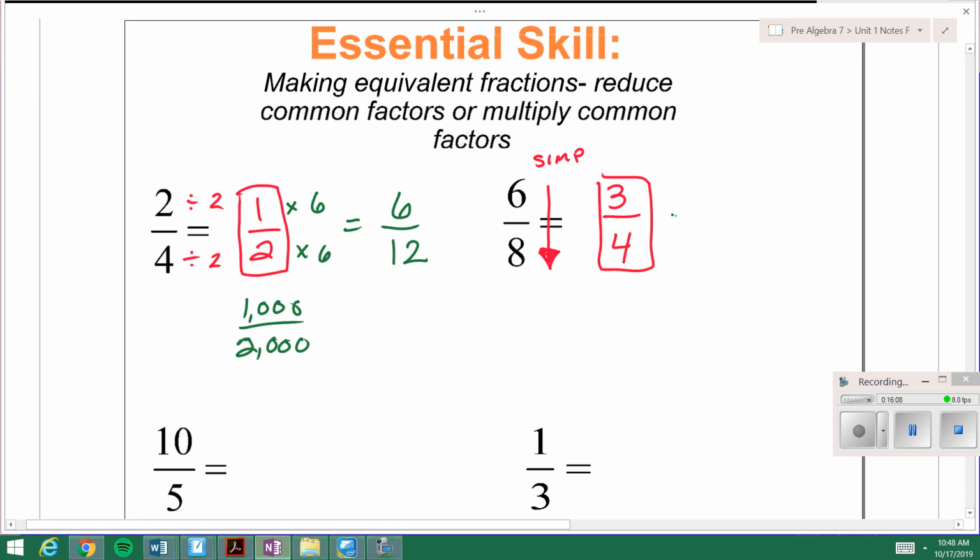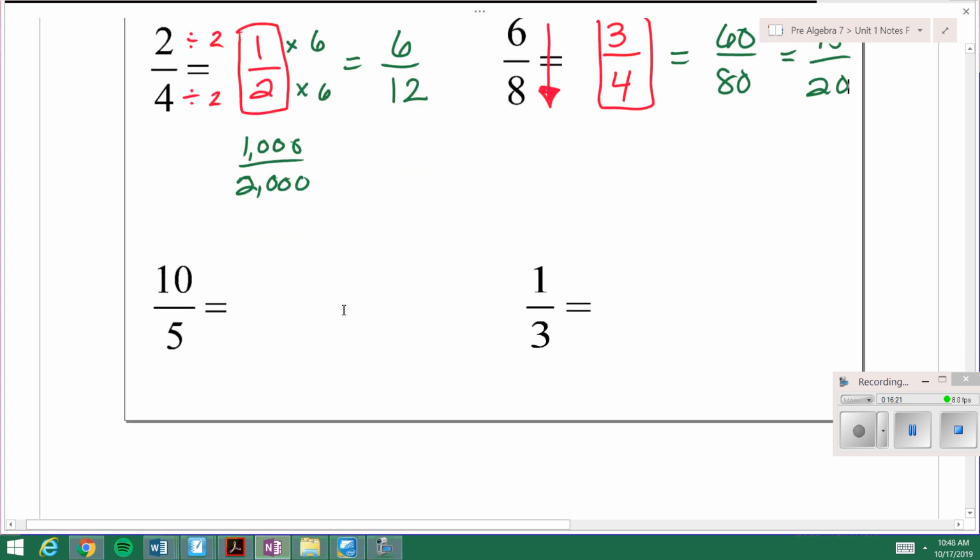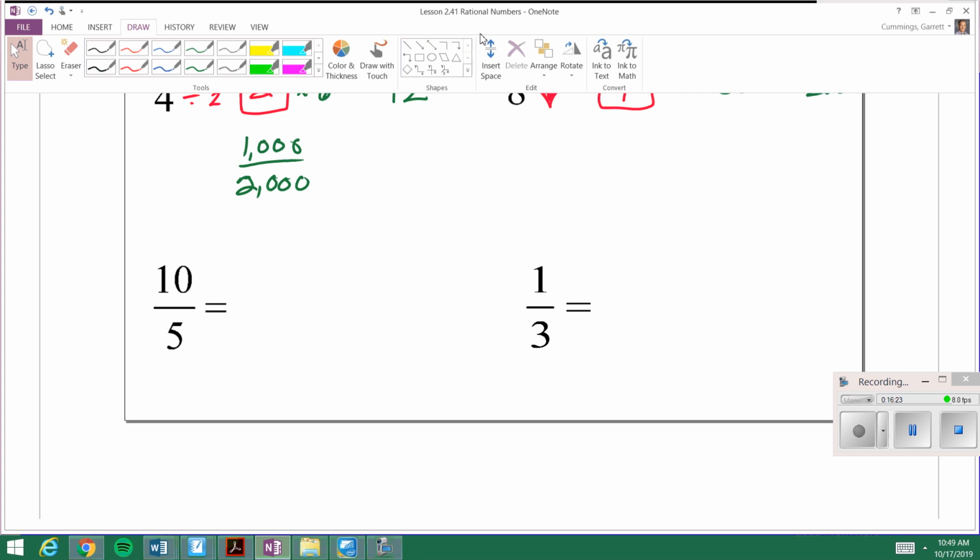But you could also make this 60/80ths if you wish. You could also make this 15/20ths. These are all equivalent fractions. 10/5. So we've got an improper fraction in this particular case.